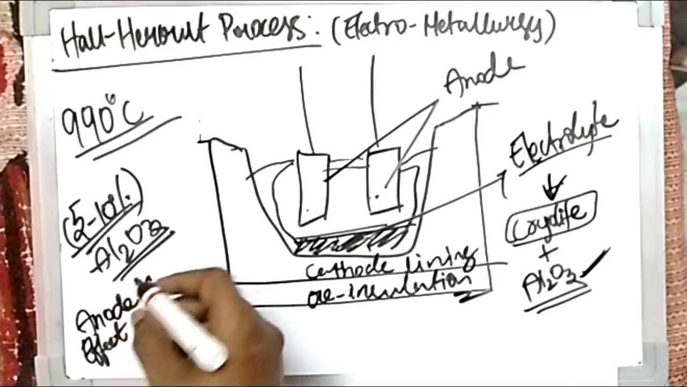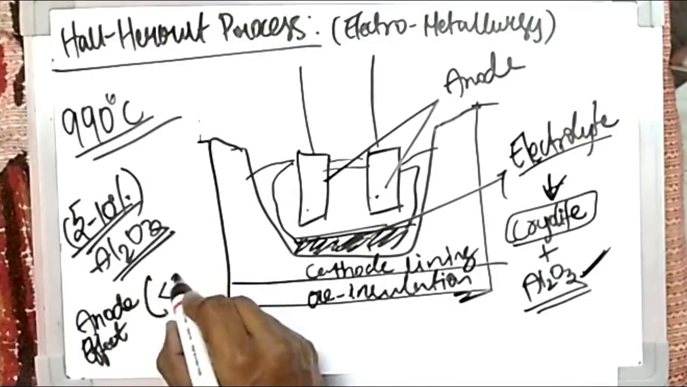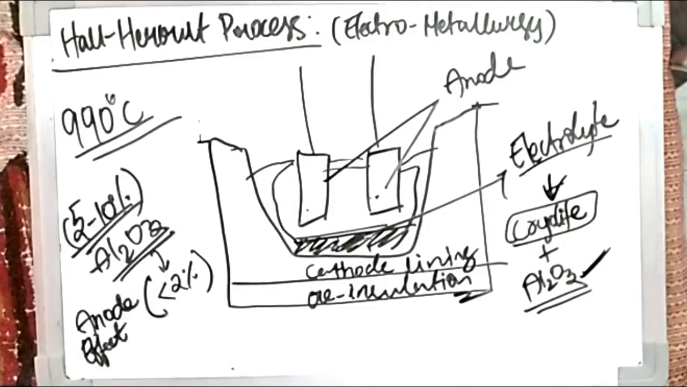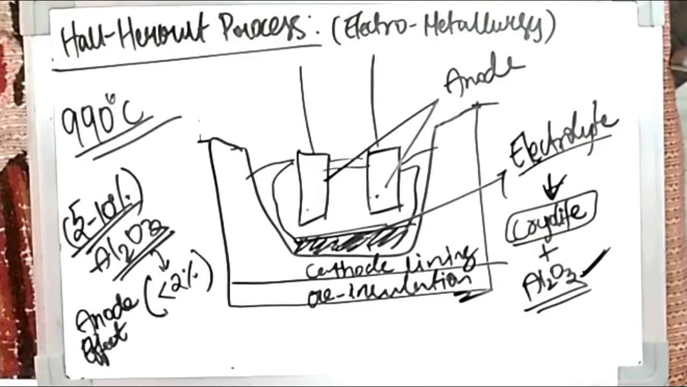Okay, usually they say if the Al2O3 content is less than 2%, then the anode effect is observed. What is this anode effect? Anode effect is nothing but the formation of a gaseous film between the electrode and the electrolyte, between the anode and the electrolyte. So it results in no normal contact between these two.